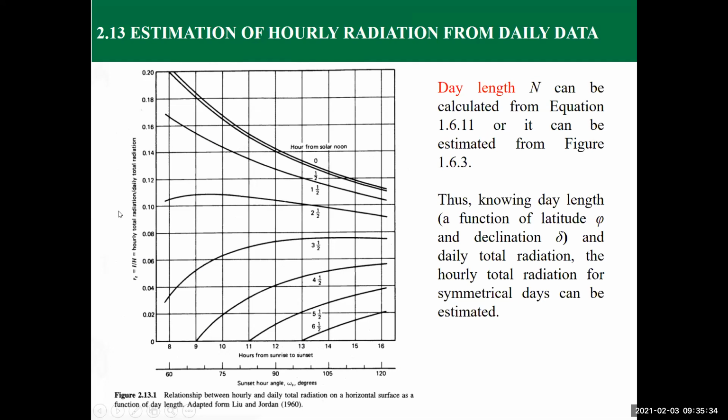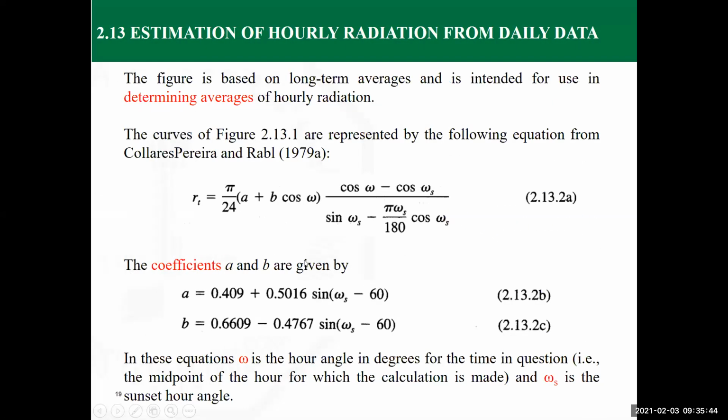Or if you are putting that in the context of some detailed calculation in a program, you cannot put a figure in a program. So what you need basically is an equation, and here the equation would solve this problem. So RT is given as a function of the hour angle, omega, the sunset angle, and a couple of constants, A and B. They are not really constants, but they are given as coefficients as a function of the sunset angle. Substitute these values, calculate A and B, substitute A and B here, and then you can get the ratio RT.